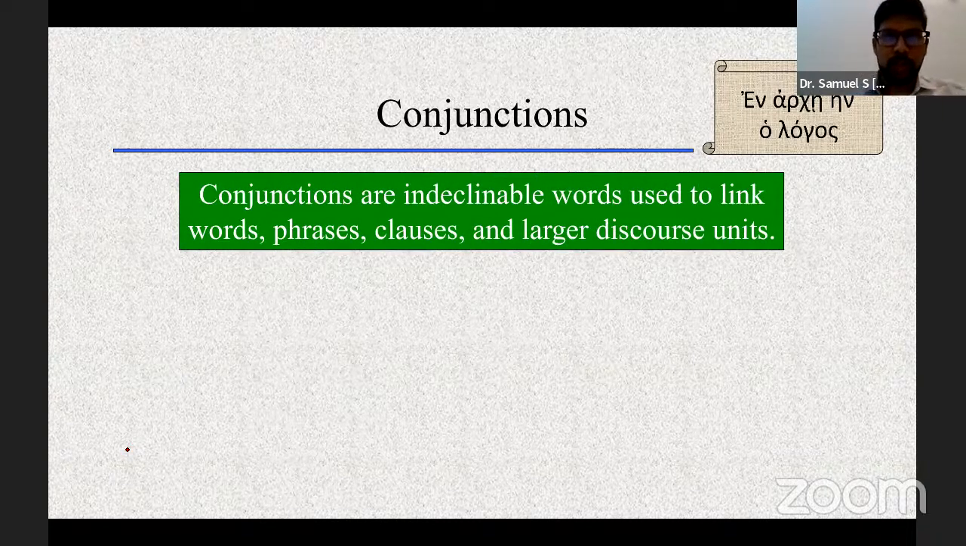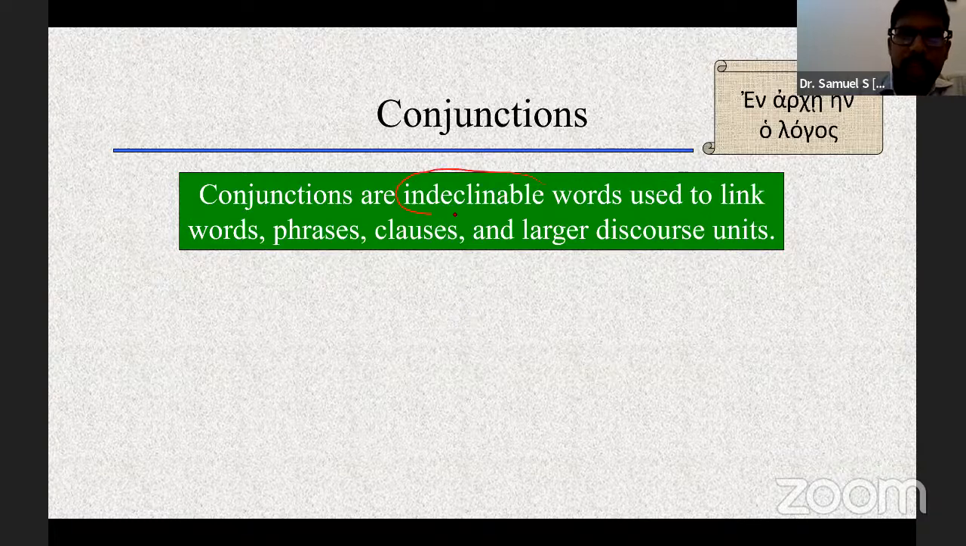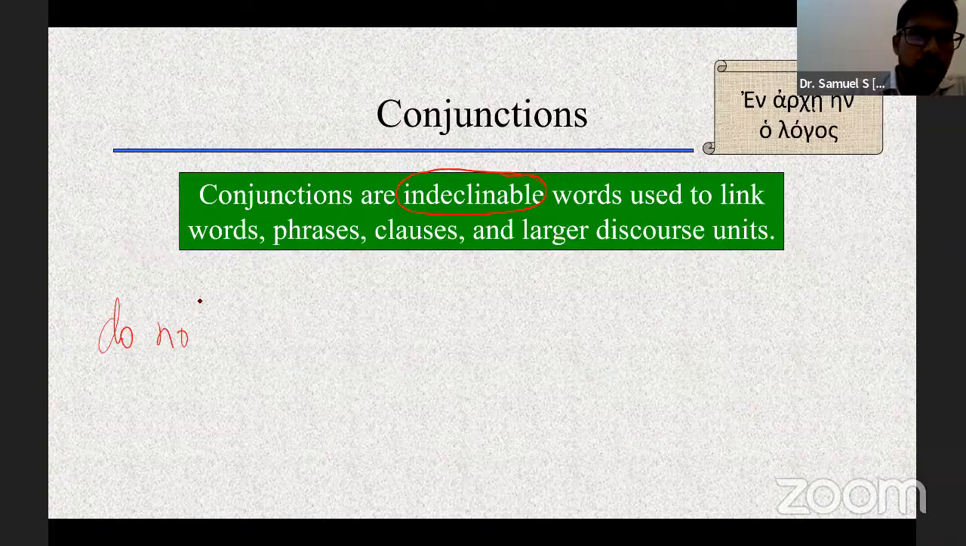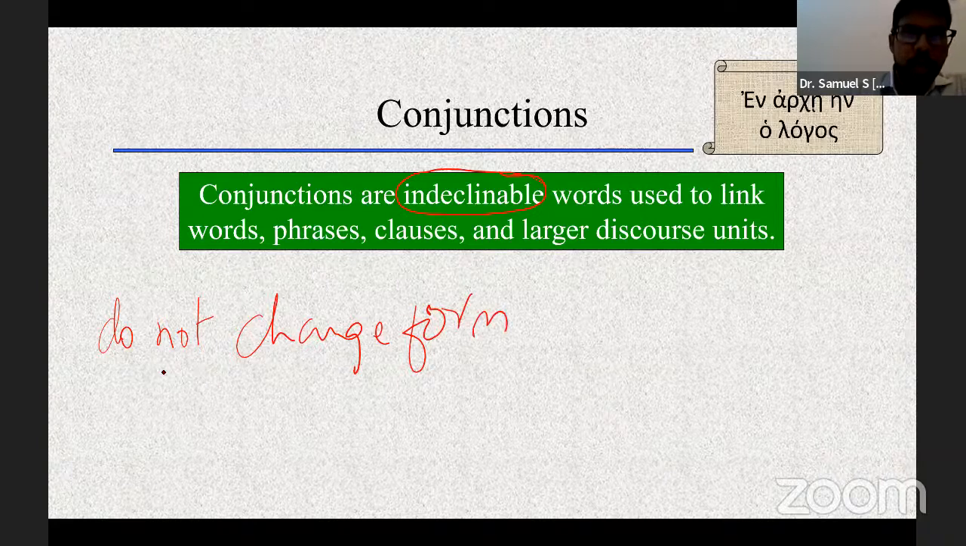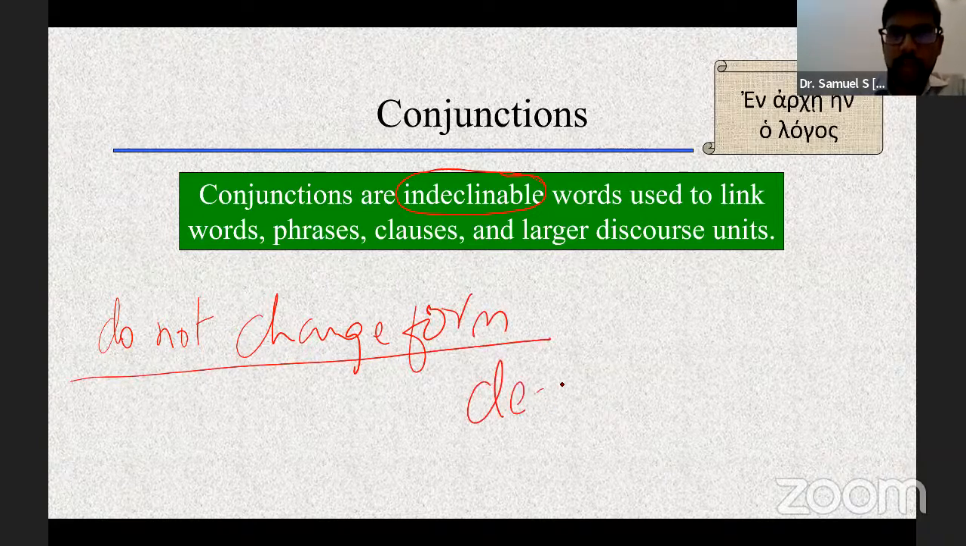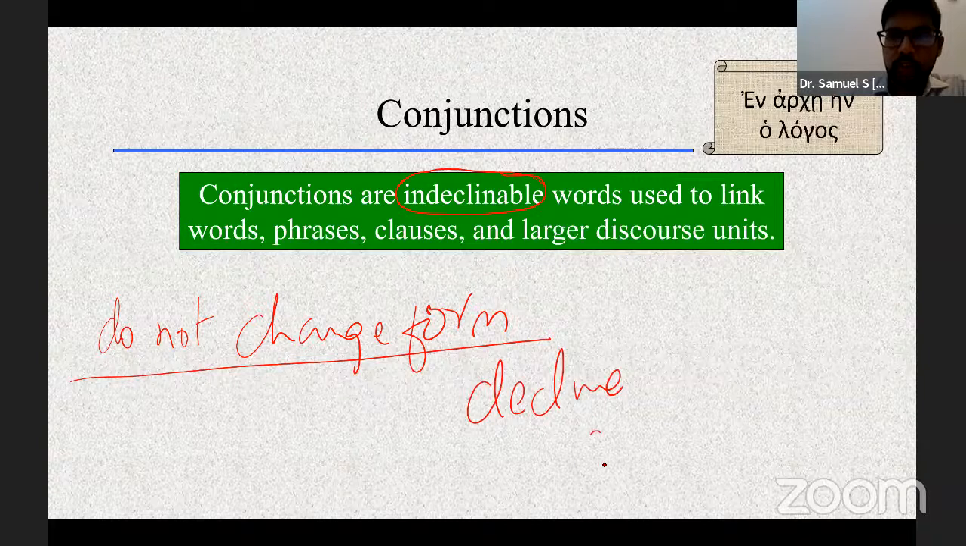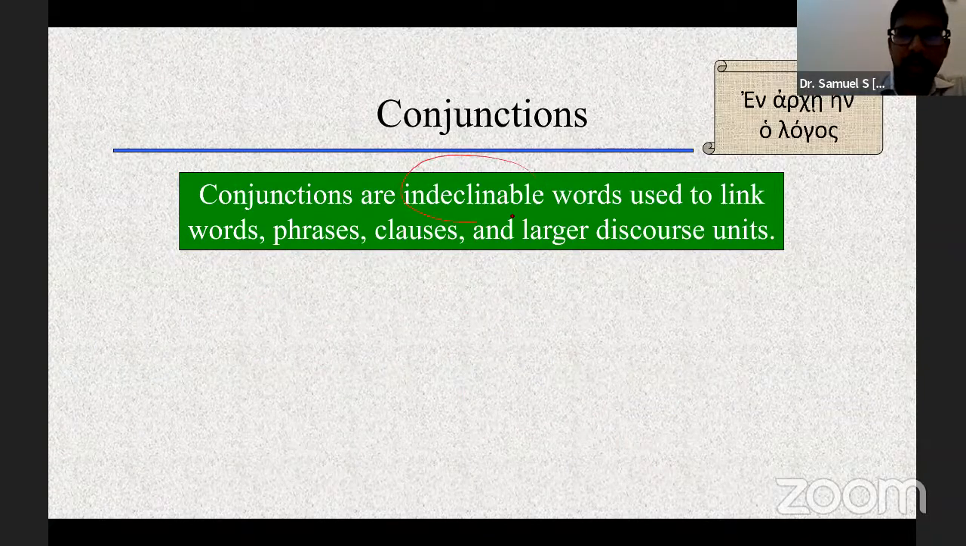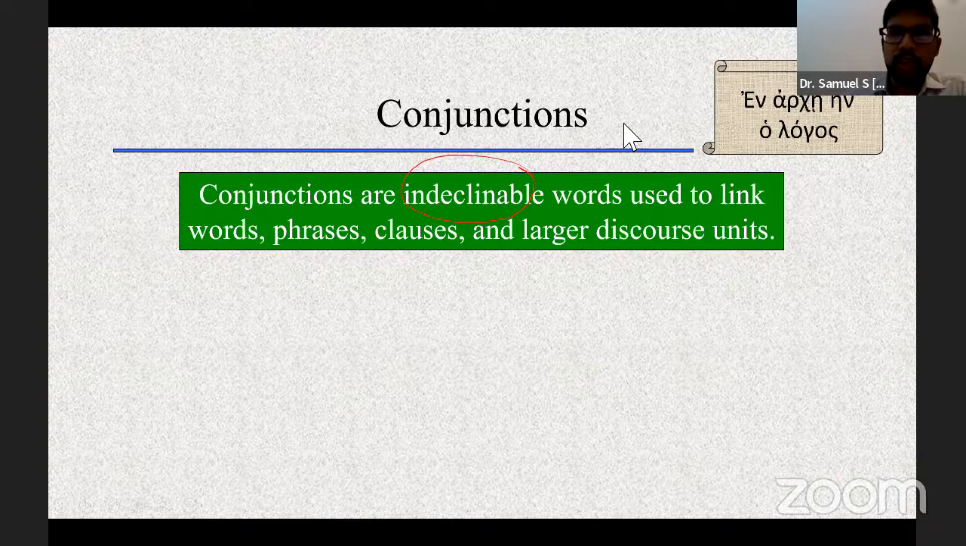What are conjunctions? Conjunctions are indeclinable words, which means they do not change form. They don't morph. They don't decline. Their endings don't change, right? They are fixed. They are indeclinable words used to link words, phrases, clauses, and larger discourse units.